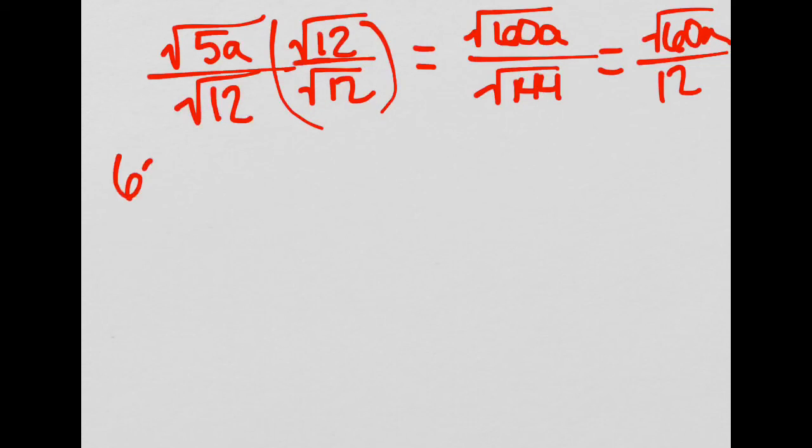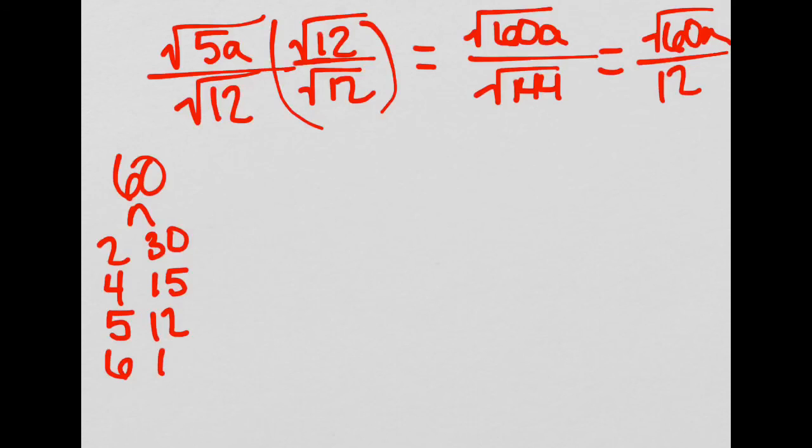Now let's go ahead and look at the factors of 60. I have 2 and 30. I have 4 and 15. I have 5 and 12. I have 6 and 10. That looks like it. 4 is my only one here that is a perfect square. So I'm going to say the square root of 4 times the square root of 15a all over 12.